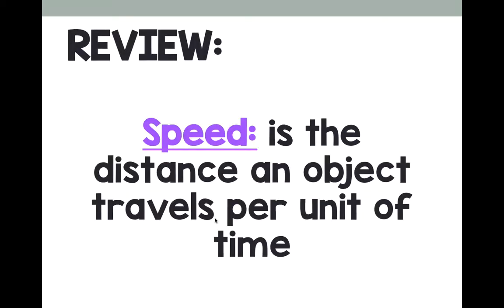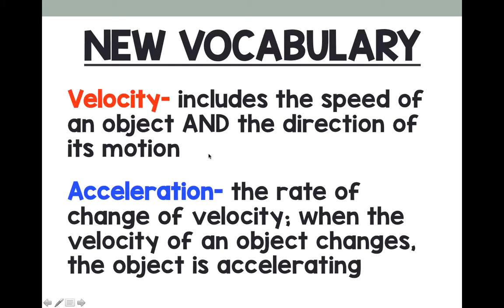Let's start by reviewing what we already know. We know what speed is, and we've learned how to calculate it. Speed is the distance an object travels per unit of time. So speed encompasses two things, distance and time. In order to solve it, we do S equals D over T. So we divide the distance by the time it took to go that distance. And that's what speed is. Today, we're going to be learning two new vocabulary words. We're going to be learning about velocity and acceleration.